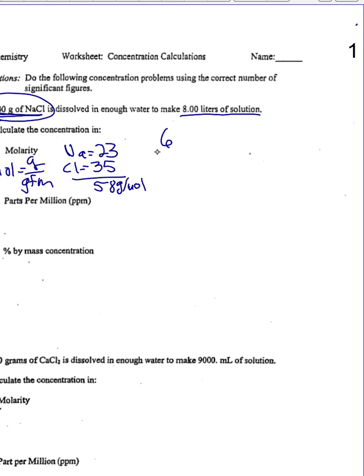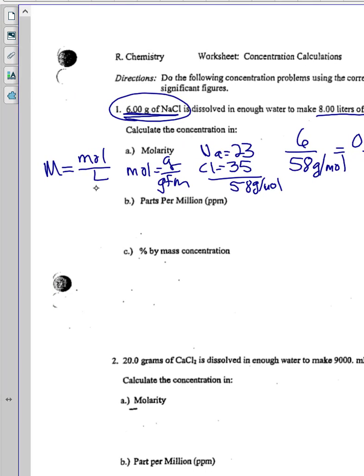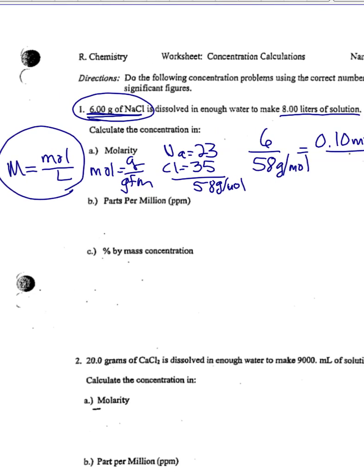So I've got 6 grams. I divide that by 58 grams per mole, and that gives me 0.10 moles, but that's not the solution. That just gets me where I need to go to figure it out. So I have to take the information now from our problem, work it into that molarity.